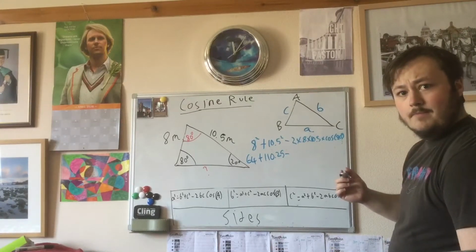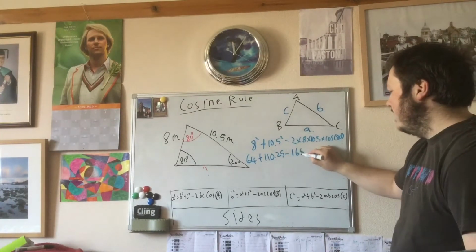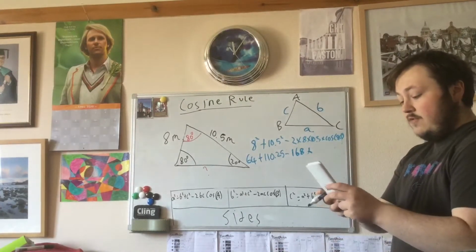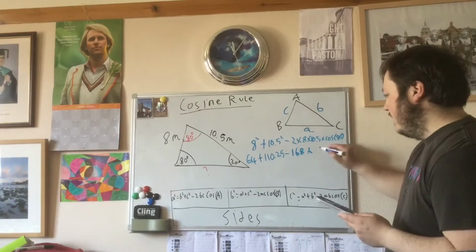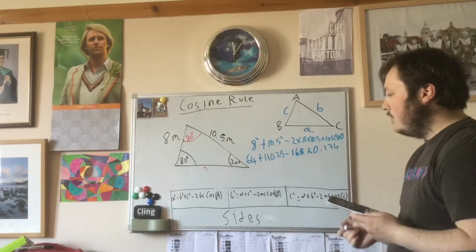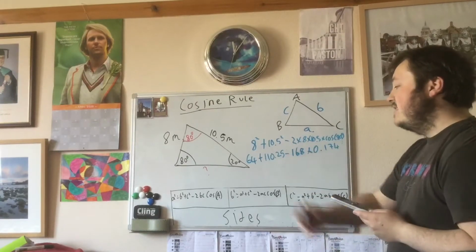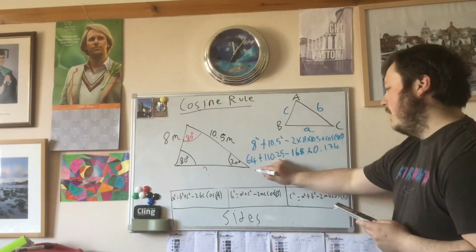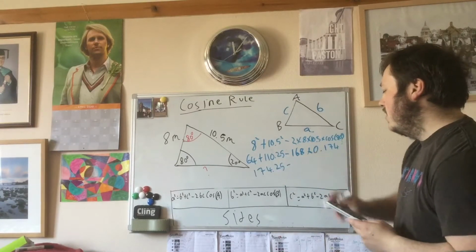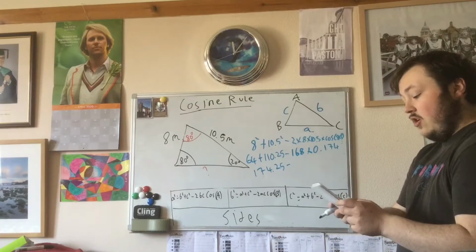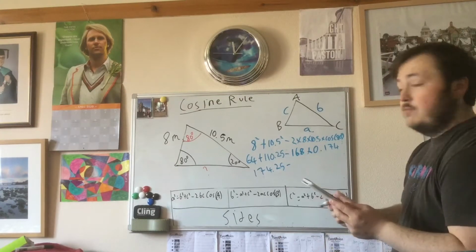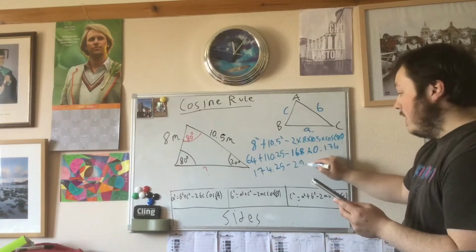Now 2 times 8 times 10.5. Anyone know what that would be? That would get us 168. And we're timesing 168 by the cos of 80. The cos of 80 is 0.174. Now let's tie this up a bit more. 64 plus 110.25 is 174.25. 168 times the cos of 80 gets us, to 2 decimal places, 29.17.